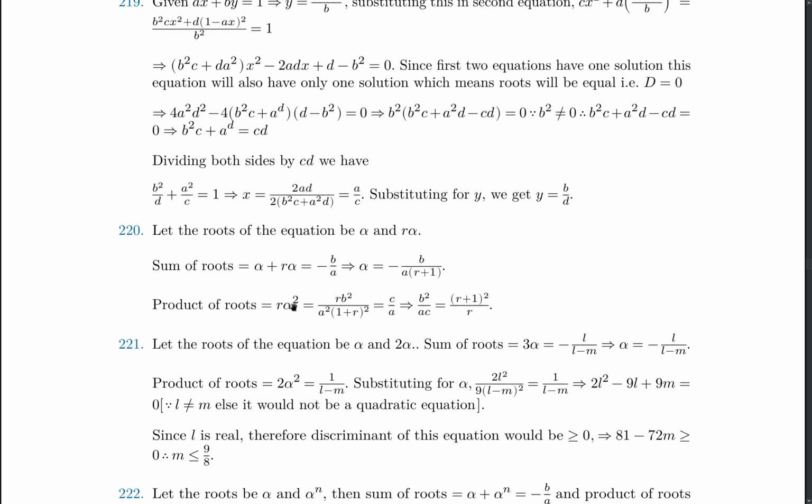So we substitute the value of alpha from here. We get r b square by a square into (1 plus r) square is equal to c by a. Once we have that, we can say that b square by ac is equal to (r plus 1) whole square by r. Pretty simple problem. Compared to previous problems which we have solved, these problems are very simple and you don't need a lot of intuition, just simple calculations will do.